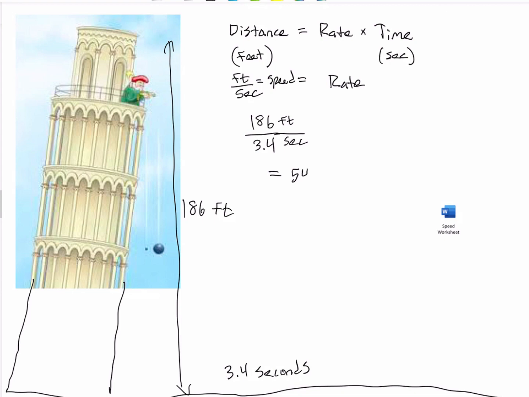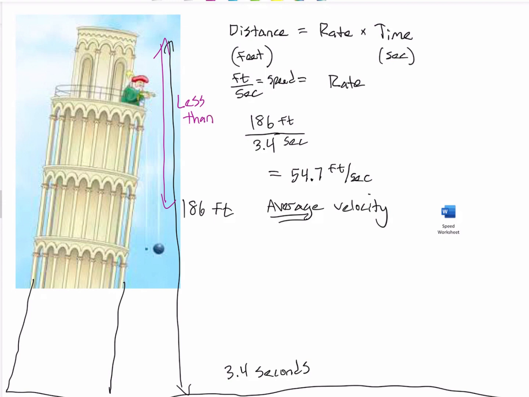So the thing is that this is an average velocity, an average rate of change. It's not the same rate of change, though, throughout the time that the ball is falling. Nearer to the top, where Galileo dropped the ball, the velocity is a little less than 54.7 feet per second. But in the bottom half, the velocity would be more than 54.7 feet per second. So on average, we get 54.7 feet per second for the whole journey all the way to the bottom.